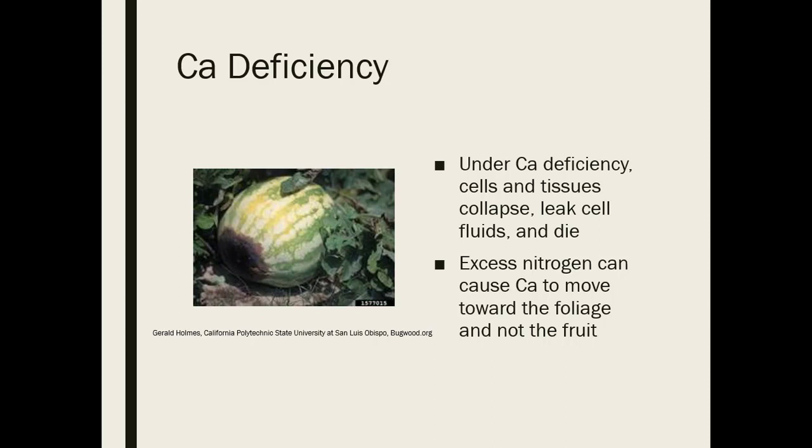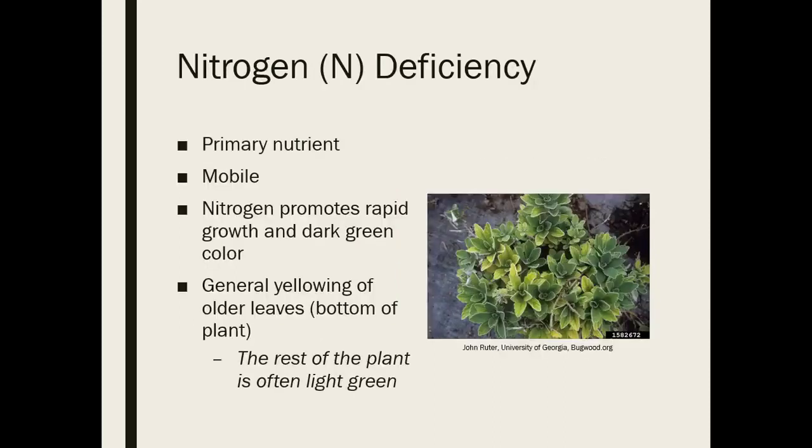So you can see here's watermelon also gets this. Basically, it's involved in cell wall development, and if you don't have enough calcium, you're going to have tissues collapse. If you have too much nitrogen, it can cause the calcium to move toward the foliage and not the fruit. So nitrogen is a primary nutrient and mobile, so you're going to see the new growth is going to look better than the older growth.